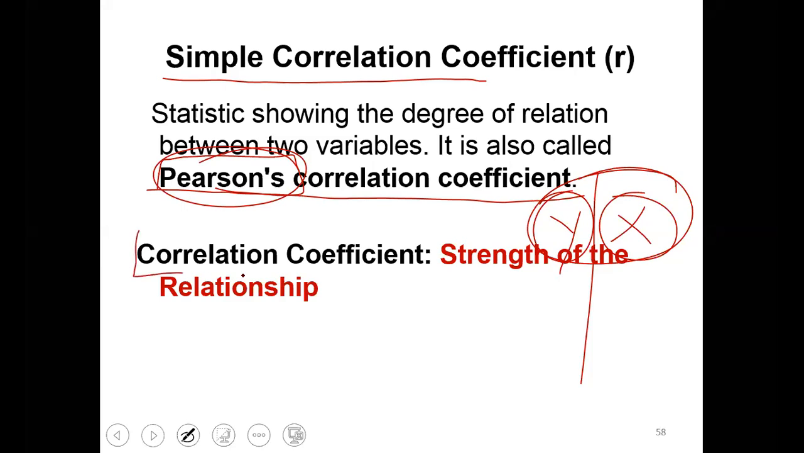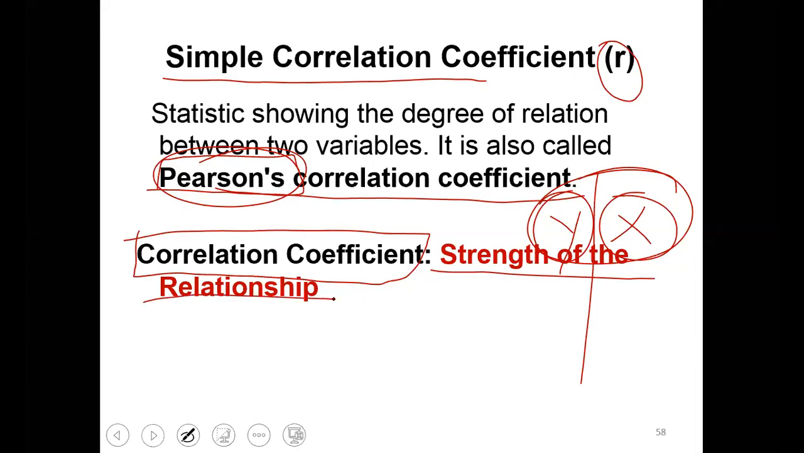This is the actual definition for correlation coefficient. The correlation coefficient can be denoted as R. So this R, correlation coefficient, can be defined as the strength of the relationship. So how strong the relationship is.